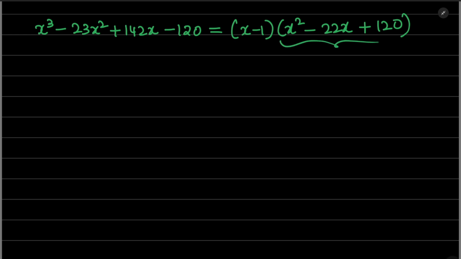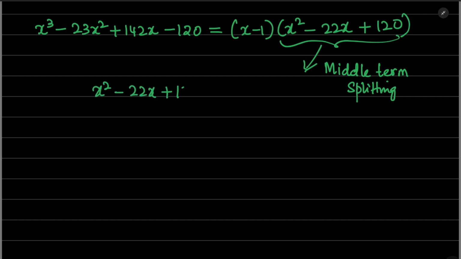Now for this term you will have to do the middle term splitting, and you have to factorize it further. So this is a quadratic polynomial. So you have to do middle term splitting, as we saw in the previous video. Okay, middle term splitting. How will you do middle term splitting? X square minus 22x plus 120. So what is the sum and what is the product? Their sum will be minus 22 and your product will be 120, right?